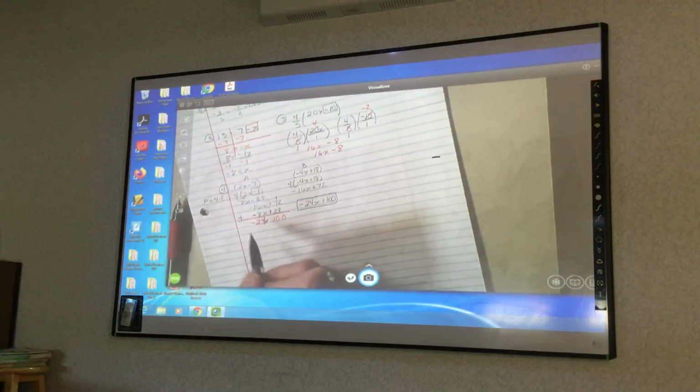Remember, when you're doing integers, it's keep, change, and if you have two numbers, you have to change both of them.